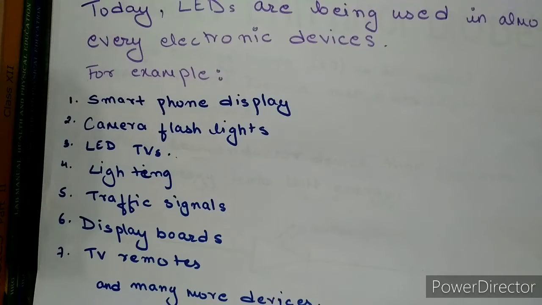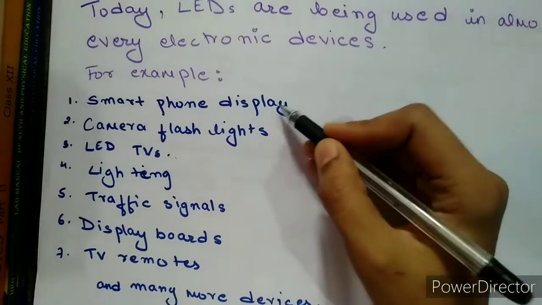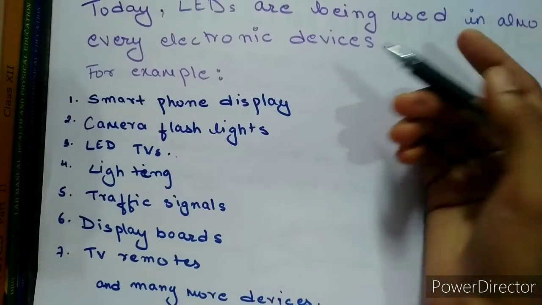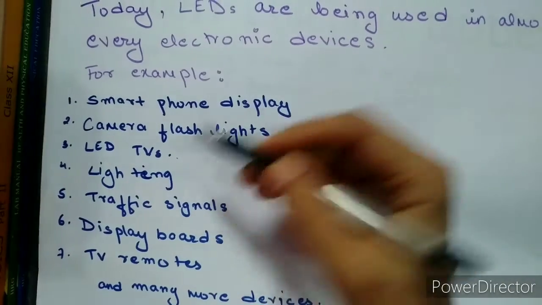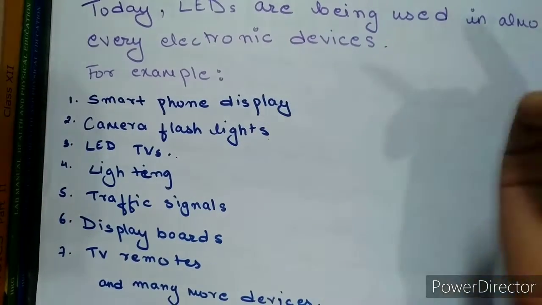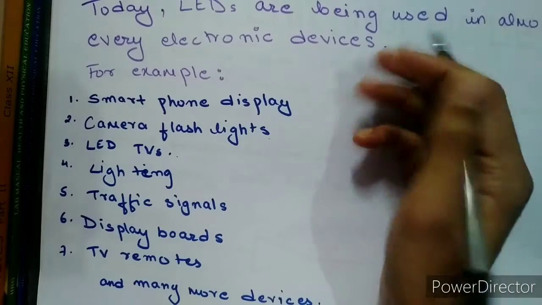So today LEDs are being used in every electronic device, as we all know. In many electronic devices, in some way or other, these LEDs are commonly used. For example, LEDs are commonly used in smartphone displays as well as in camera flashlights. Similarly, LED TVs are quite common in today's world. Every house has an LED TV now.